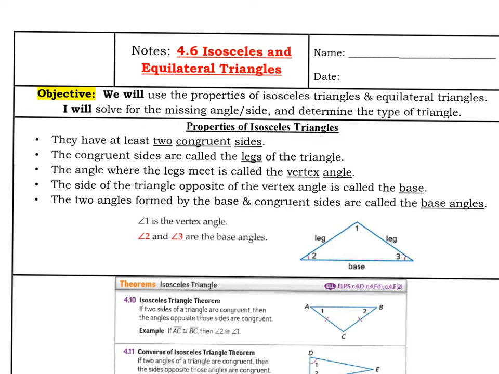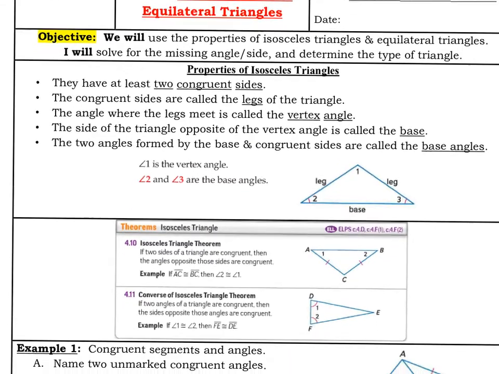Hey everyone, welcome to Chapter 4, Section 6, Isosceles and Equilateral Triangles. Here we're going to be solving problems using properties of isosceles and equilateral triangles.